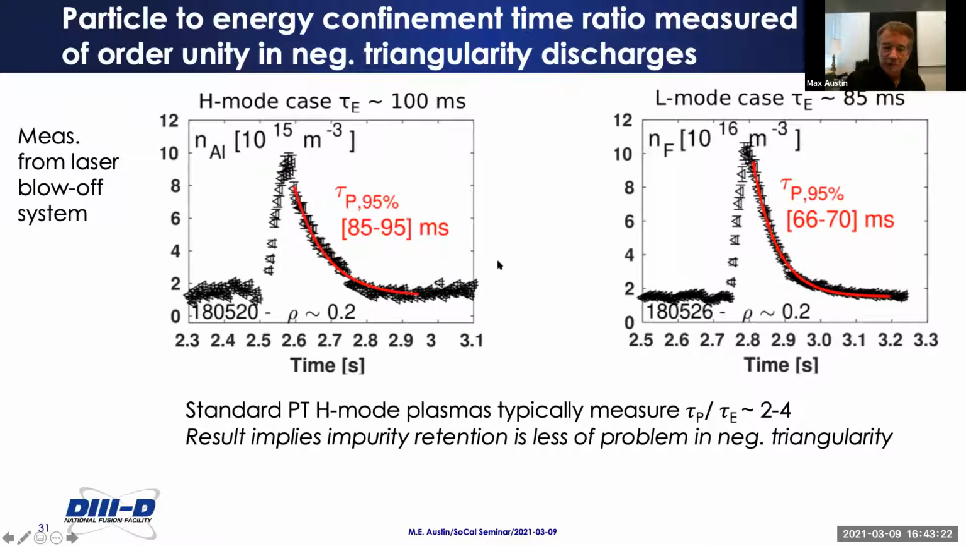And these particle confinement times for these L mode cases are on the same order as the regular energy confinement time, whereas standard H mode plasmas typically measure particle confinement at 2 to 4 times the energy confinement time. So this implies impurity retention will be less of a problem with negative triangularity, which is, again, to be expected if you don't have this transport barrier at the edge.